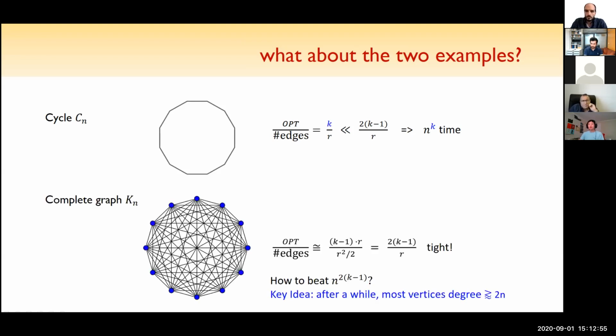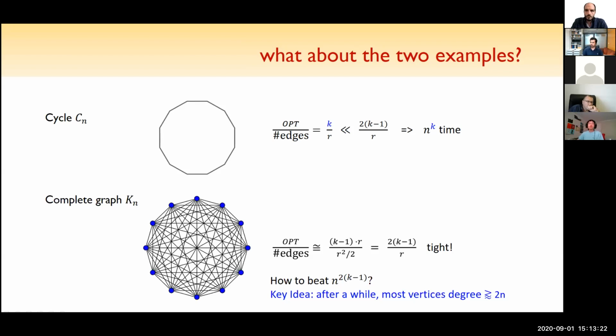So what about the clique? Here, unfortunately, the analysis is tight in the sense that opt is roughly k-1 times r, the numerator, and the number of edges is r choose 2, and we get 2 times (k-1) over r. So this is tight. Now you might ask, in that case, how do we beat the 2(k-1) exponent?